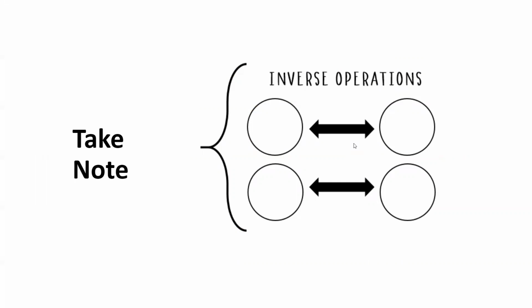And then we're going to be talking about inverse operations. The word inverse just means opposite. Operations are things like addition, subtraction, multiplication, and division. So, what's the opposite of addition? Subtraction. What's the opposite of multiplication? Division. So the opposite of addition is subtraction, and the opposite of subtraction is addition. And then the same thing goes for multiplication and division. So make sure that you have that written somewhere, especially if you did not know that before this lesson.